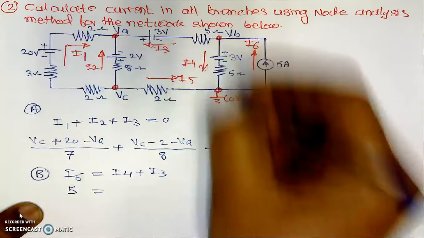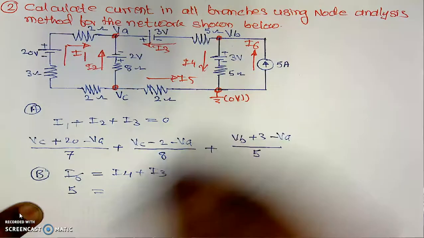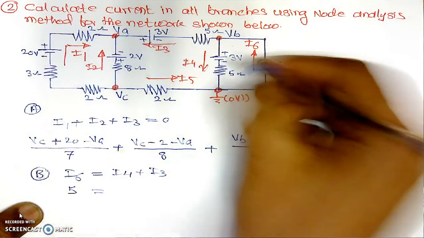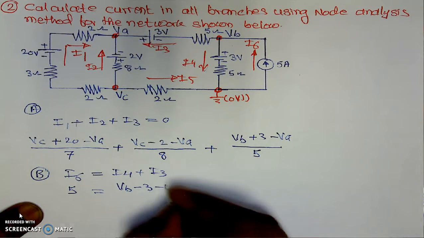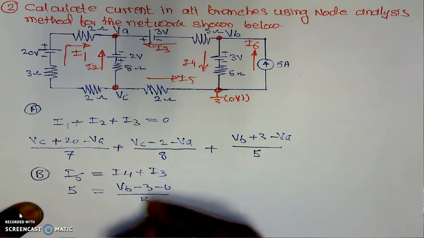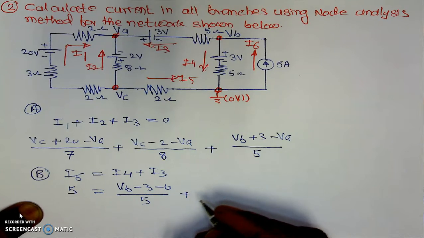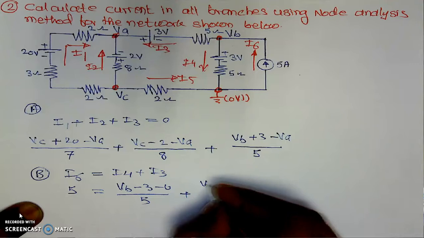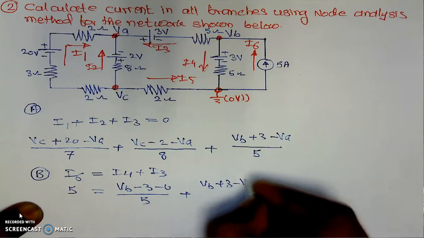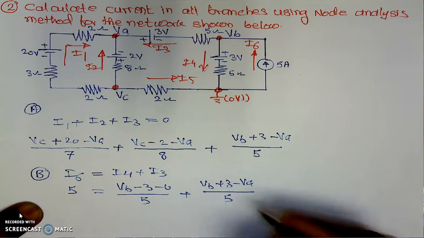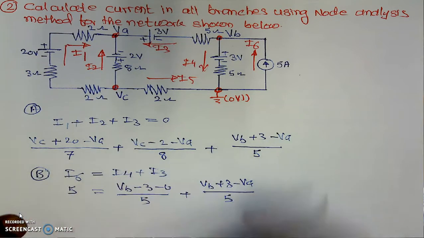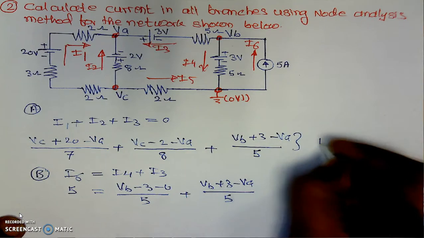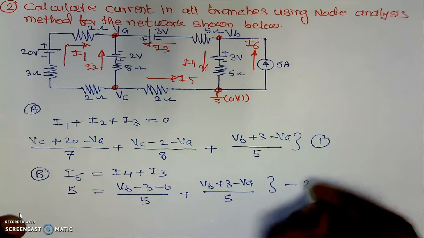I4 is the current which is downward, that is VB minus 0, or VB, we are traveling from positive to negative, which is VB minus 3, then minus 0 divided by its resistance which is 5, plus I3. I3 we have already calculated, which is VB plus 3 minus VA divided by its resistance, that is 5. This is the equation at the node B. We can simplify this equation and we can have equation number 2.